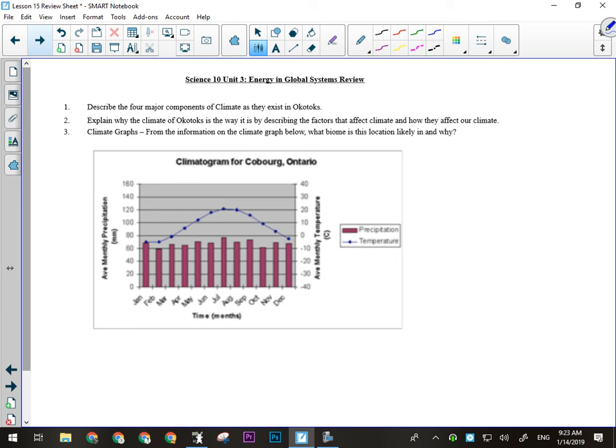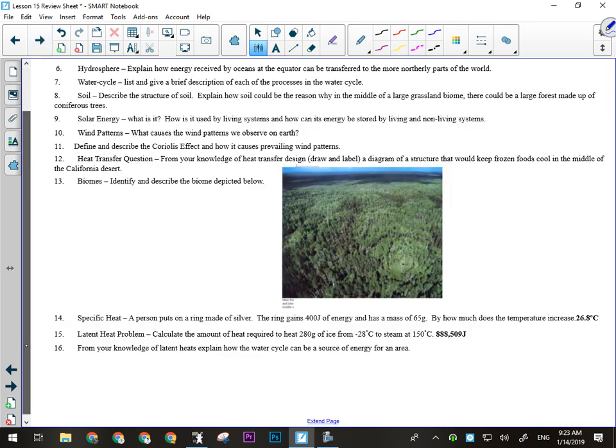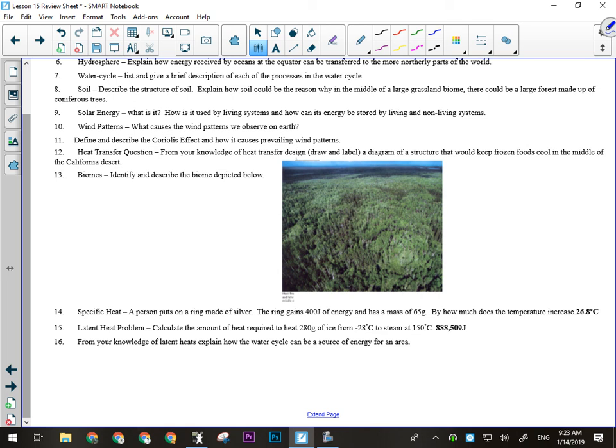Describe the major components of climate. Explain why the climate of Okotoks is the way it is. Describing the factors, because obviously you're going to have a question like that, but it won't be Okotoks on the test. And then there's some other things here, just explaining a couple things in your own words about the lithosphere, the atmosphere, the hydrosphere, the water cycle, structure of soil. There's some solar energy stuff, wind pattern stuff. Another question on biomes. These are all spruce trees, by the way, in this picture, because sometimes it's hard to tell, but they're all spruce trees. Specific heat capacity and the latent heat problem, and then question number 16.